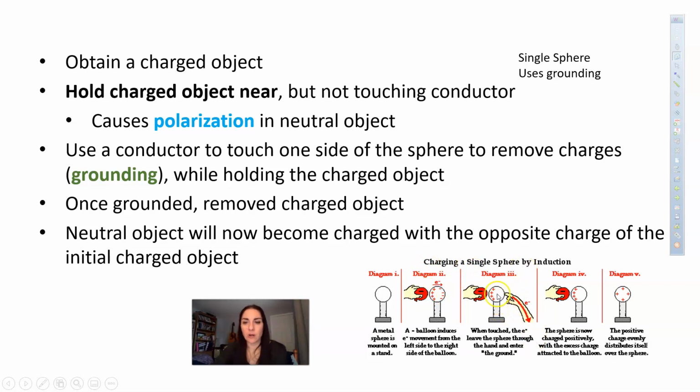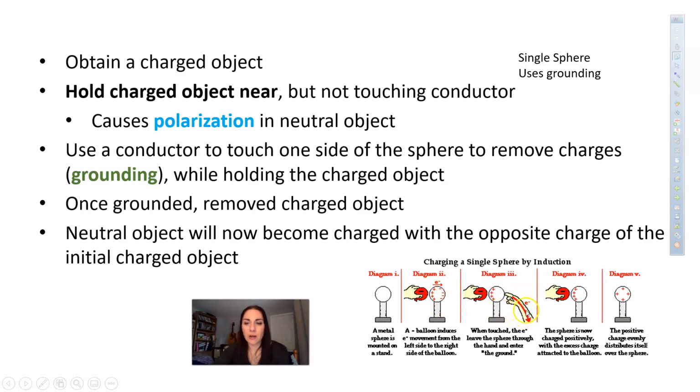If you put it near but not touching, as in diagram B, you cause the neutral object to start to polarize. You cause a shift in those electrons, and it depends on the type of charge how you see this shift. In this case, it's all on the left side right here. So with a single sphere, you're going to cause the charges to separate.